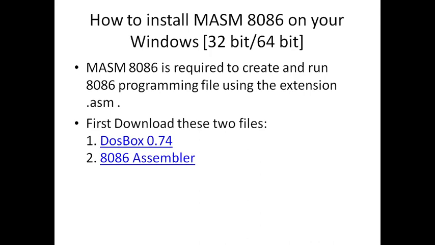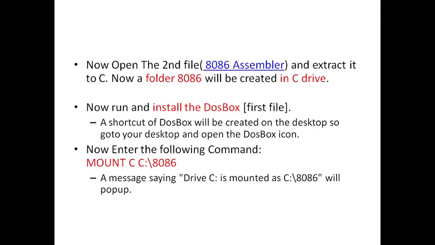When we write a MASM program, it will be stored with an extension of .asm. So, MASM 8086 is required to create and run an 8086 programming file using the extension .asm. Suppose we create a C program, we will store that C program with an extension of .c. Same as when we create an assembly program, it will be stored with an extension of .asm.